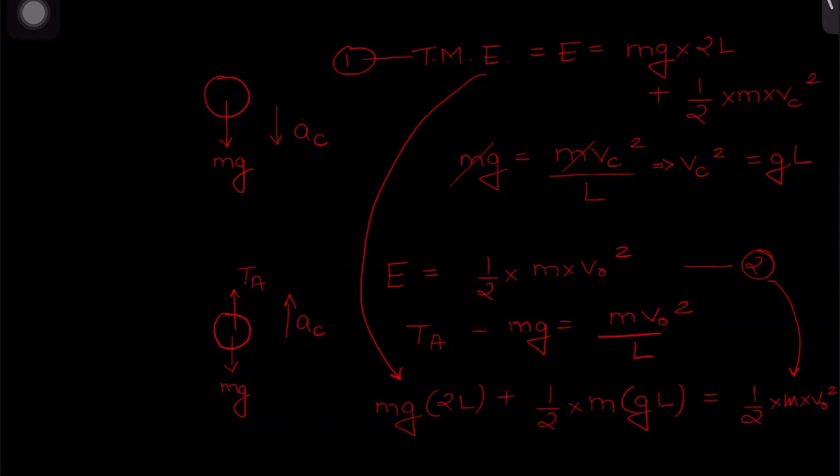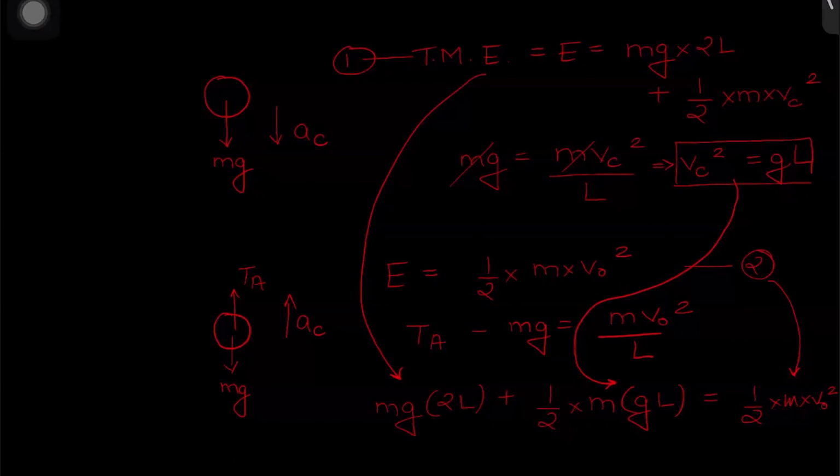I used this equation also. I used E is equal to half m v naught square here and the first equation at this location. Okay, I think it is clear till this location.